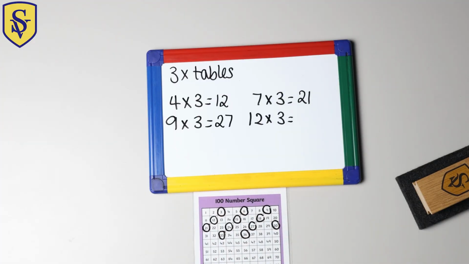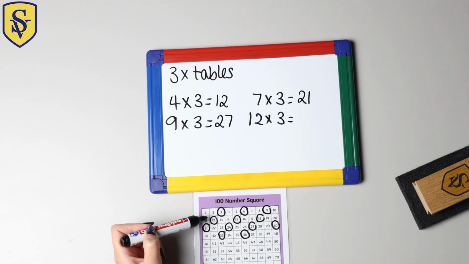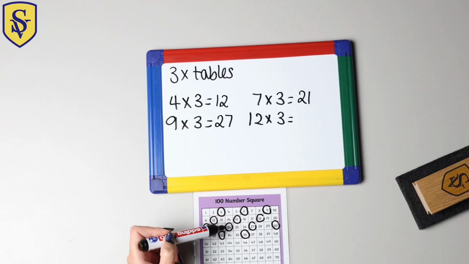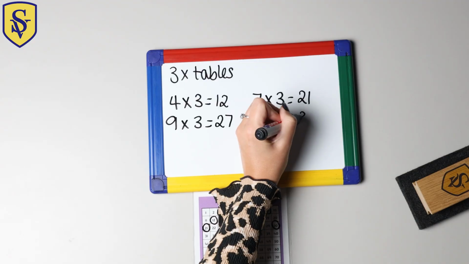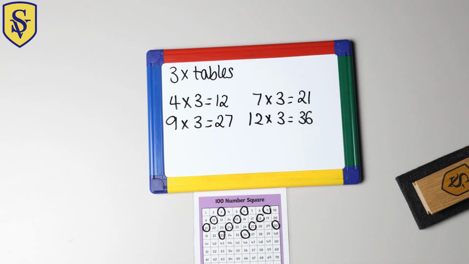And then finally, 12 times 3, we're going to count to the 12th circle. Again, making sure you're in order. And when it comes to the 3 times table, you will notice a pattern that is created. It's going to go 1, 2, 3, 4, 5, 6, 7, 8, 9, 10, 11, 12. And the answer to that is 36.